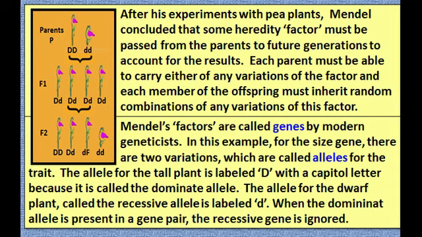Mendel's factors are called genes by modern geneticists. In this example, for the size gene, there are 2 variations, which are called alleles for the trait. The allele for the tall plant is labeled D with a capital letter because it is called the dominant allele. The allele for the dwarf plant, called the recessive allele, is labeled d with a small case letter. When the dominant allele is present in a gene pair, the recessive gene is ignored.